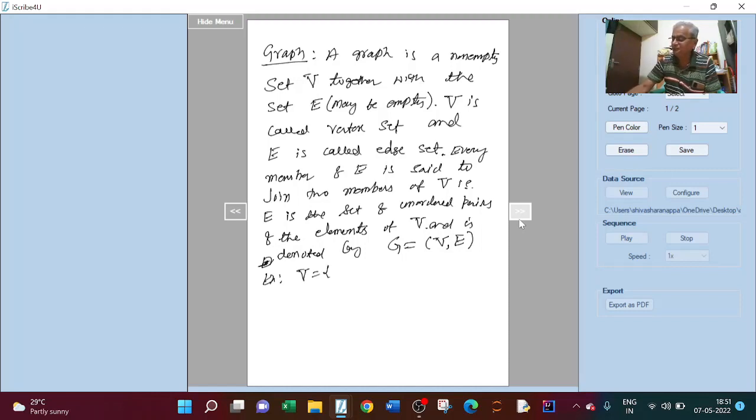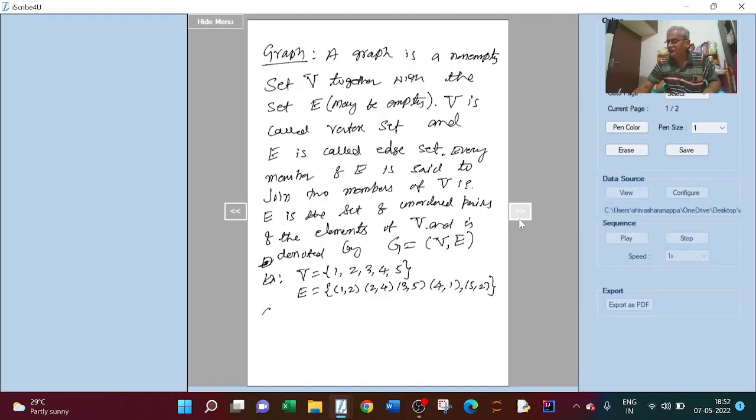V equal to, say, {1, 2, 3, 4, 5}. And E equal to, here, this is the edge set. This is nothing but unordered pairs of the elements of V. Unordered pairs means if I write 1 comma 2, it is the same as 2 comma 1. So here: 1 comma 2, 2 comma 4, 3 comma 5, 4 comma 1, 5 comma 2. Like this, this is the edge set.